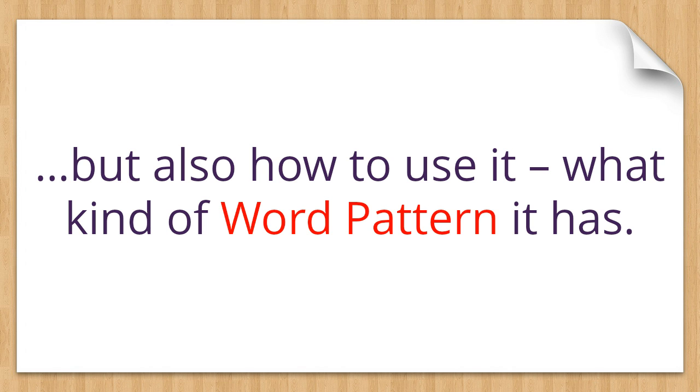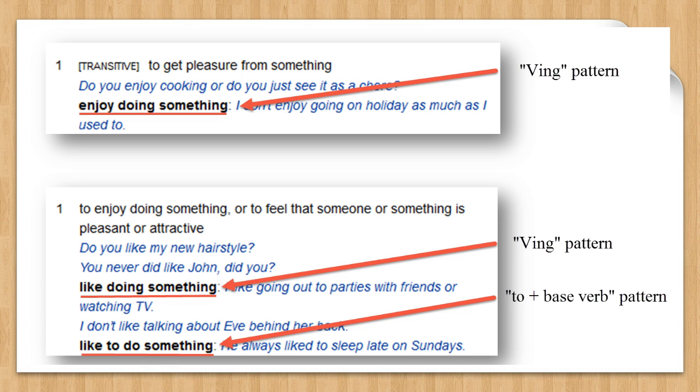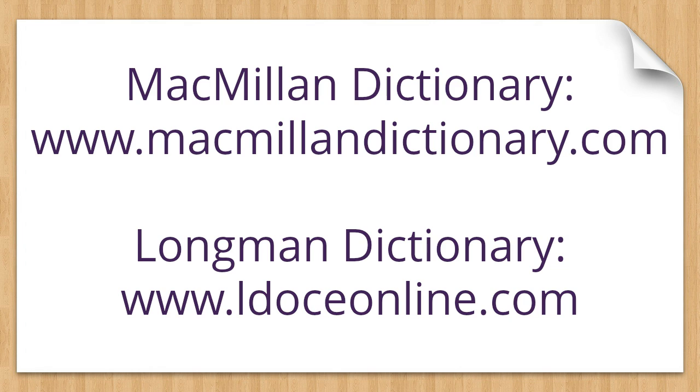Let me show you the Macmillan dictionary entry for enjoy and like. Do you see how the dictionary tells you how to use both these words? It gives you the pattern for enjoy and like, and you can see that in addition to the verb ing pattern, with like, you can also use the to plus base verb pattern. My favorite online dictionary is Macmillan Dictionary, but the Longman, Cambridge and Oxford dictionaries are also very good and also give you the word patterns.